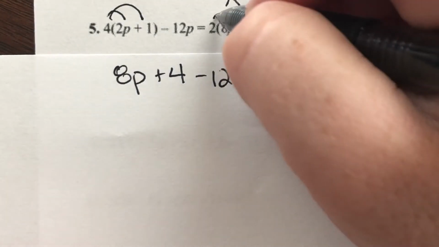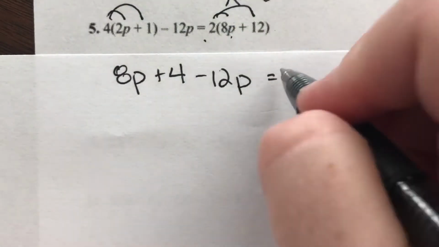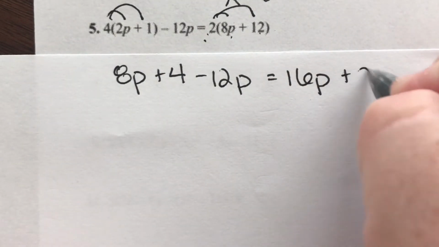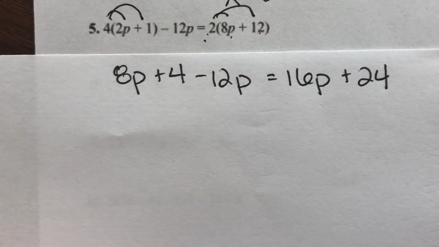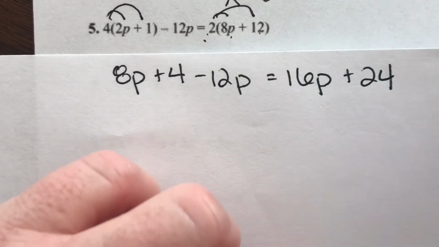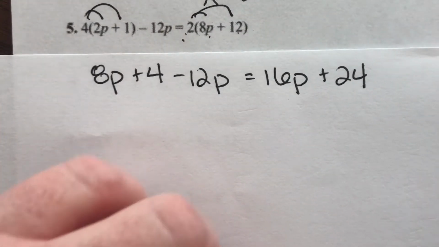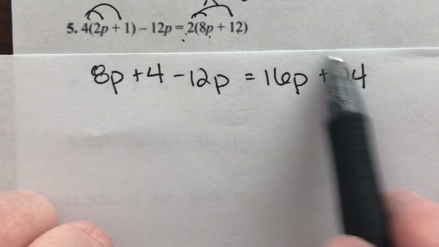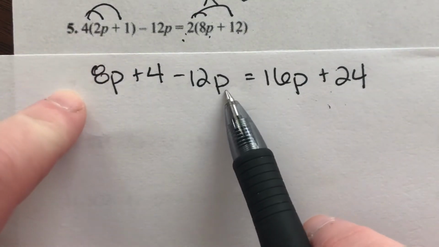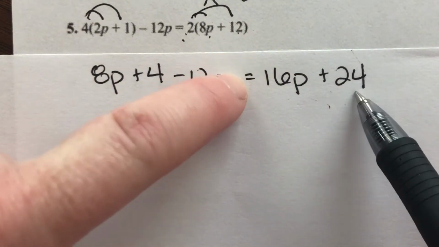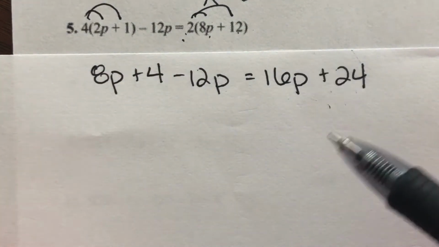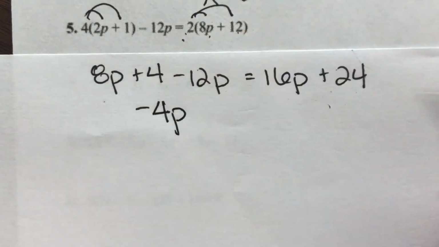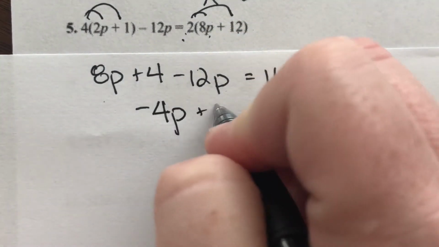I have to distribute this 2. 2 times 8p is 16p. 2 times positive 12 is positive 24. So here's my problem. Now I have to start simplifying. First thing I want to do before I start crossing sides, if I do something over here, I got to do it over here. I want to simplify one side first. So this side is totally simplified. This side is not. 8p minus 12p is negative 4p. And then I still have this plus 4.